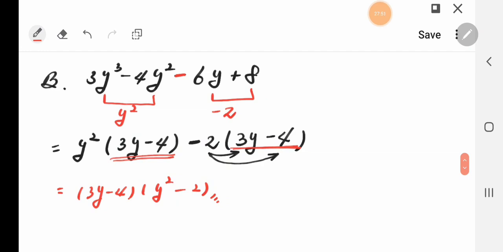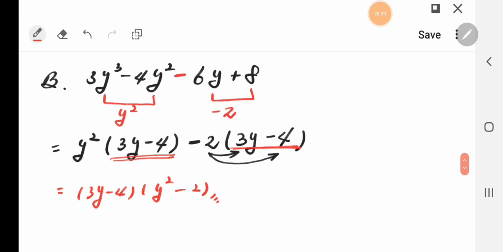Okay, for the second group, we factor out negative 2. If there's a negative as a common factor, then you have to change the sign. So negative 6y will become positive. So since 2 is out, 6y will be 3y. So when you distribute, negative 2 times 3y will be negative 6y. Okay, plus 8, so plus will become minus. And then 2 times 4 is 8. So make sure when you distribute, you have the same expression as the original one.